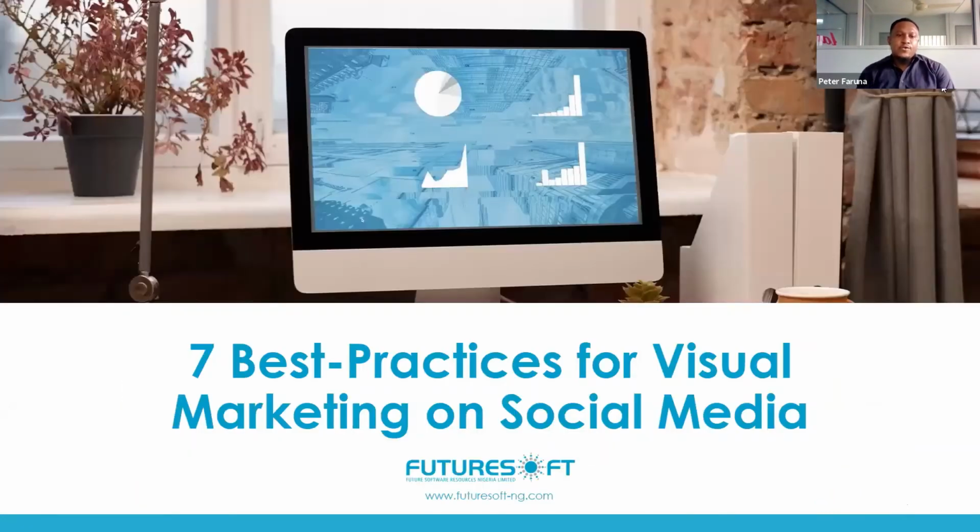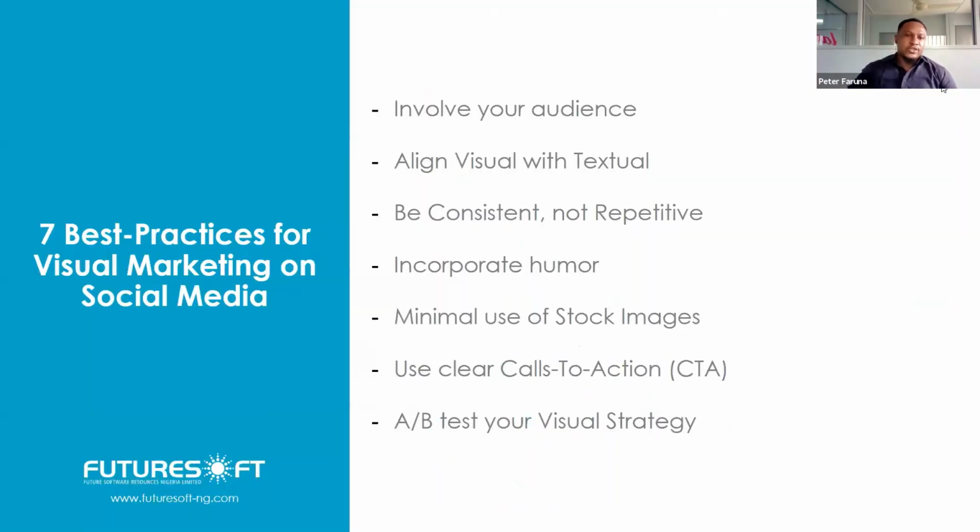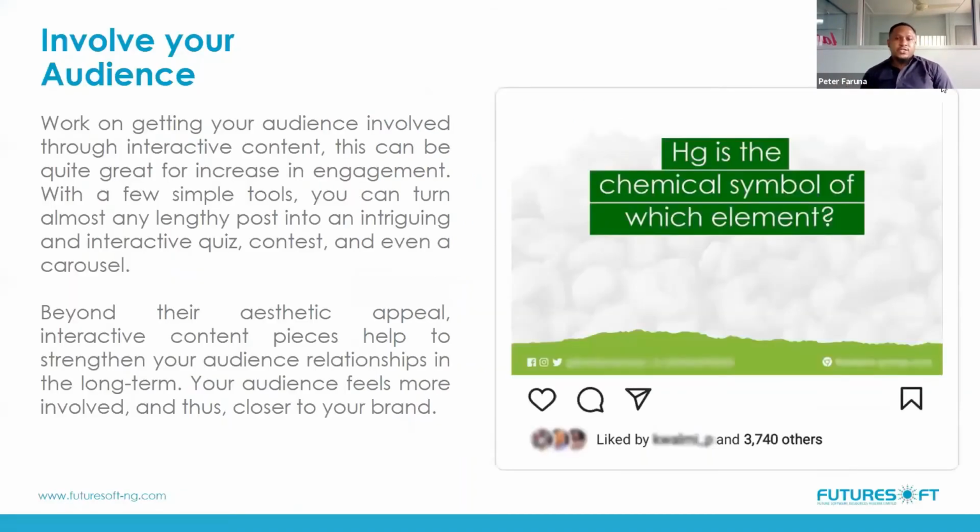So from there, we'll be going to seven best practices for visual marketing on social media. We're going to be speaking about the kind of practices that you should do to make your visual marketing a success on social media. So the first one will be involve your audience, align your visual with your textual, be consistent, not repetitive, incorporate humor, minimal use of stock images, use clear calls to action, A/B test your visual strategy.